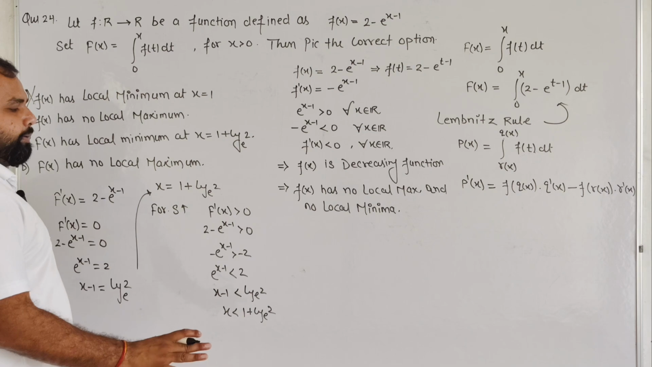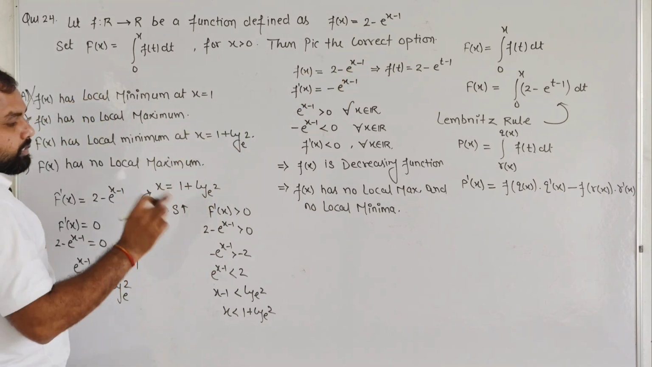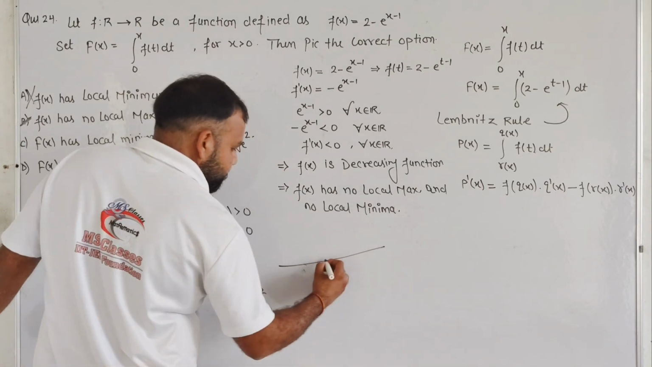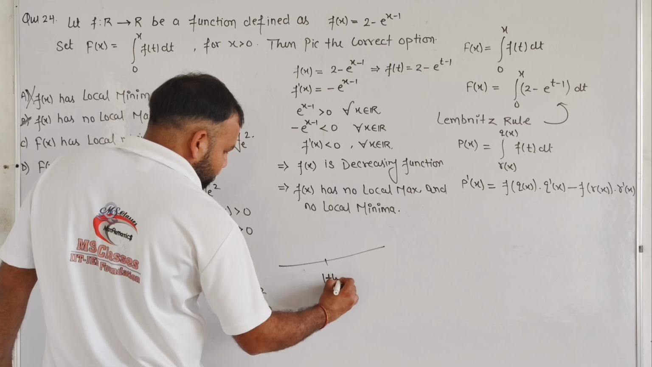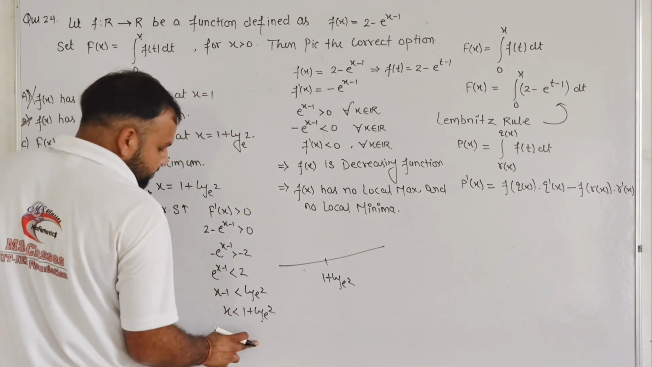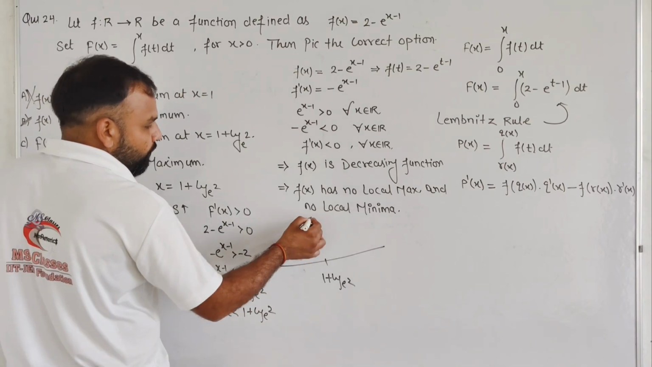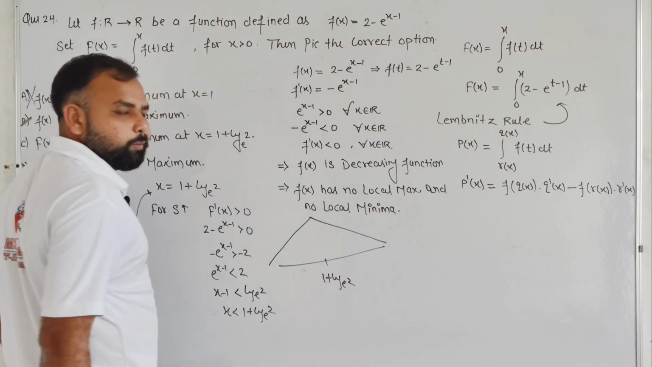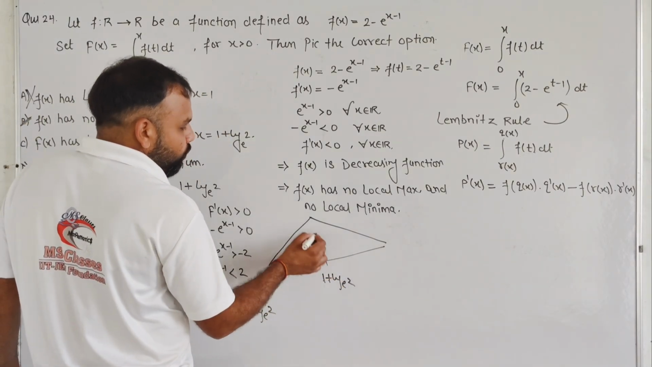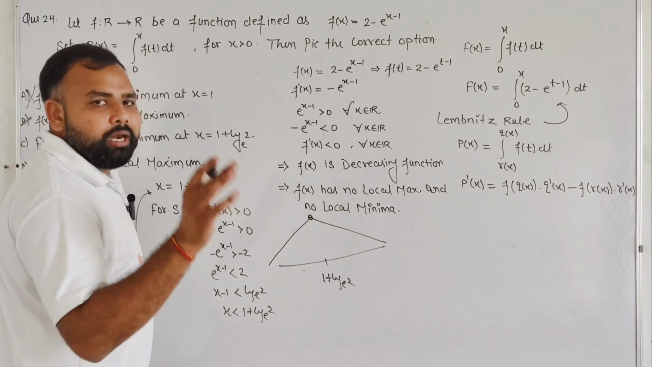So student, we can say that our function capital F of x is strictly increasing if x is less than 1 plus log e 2. Let us consider this is our point 1 plus log e 2, and if x is less than this point, then the function is increasing. After 1 plus log e 2, the function will be decreasing. So at x equals 1 plus log e 2, the function gives a local maxima, not a local minima.